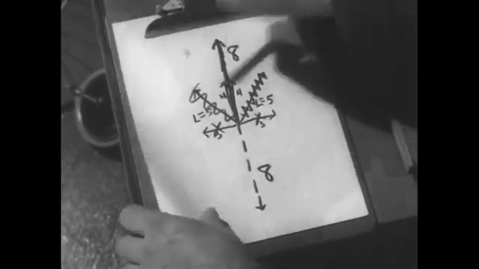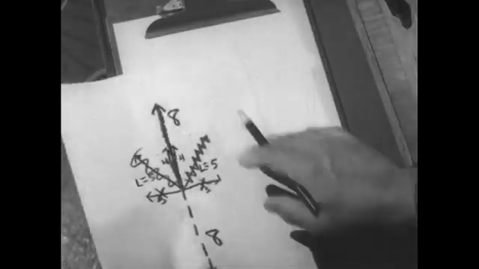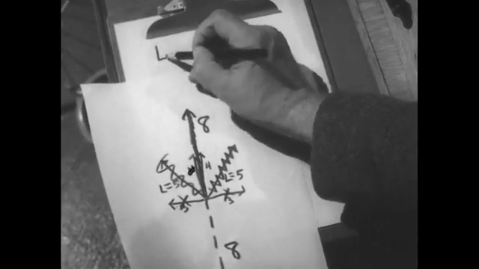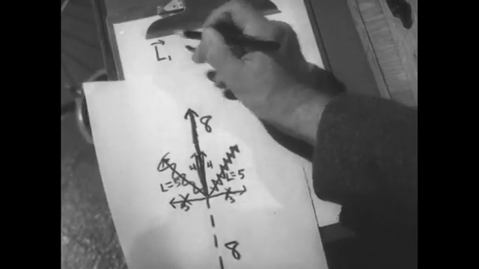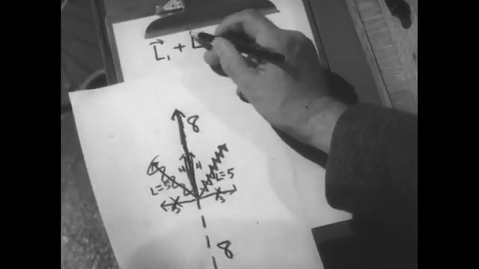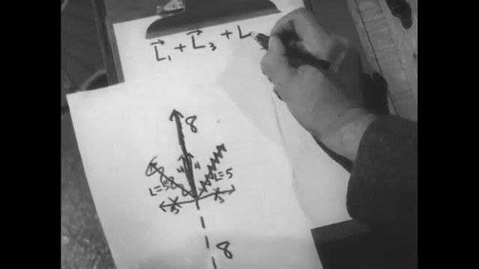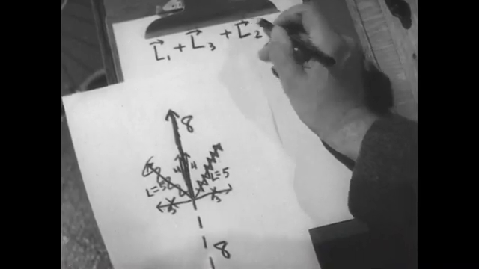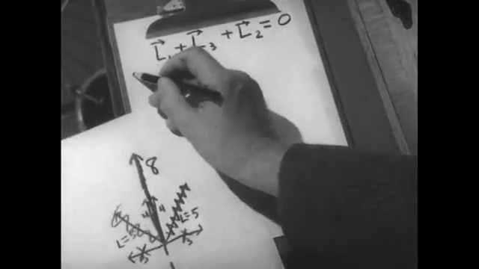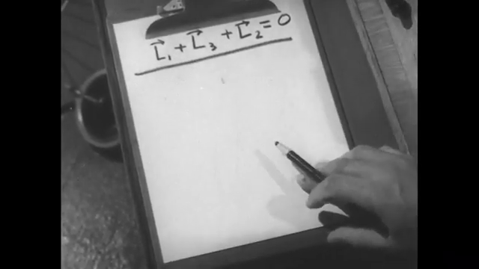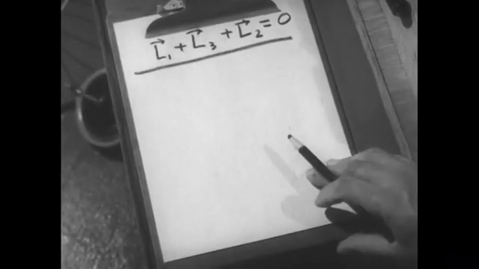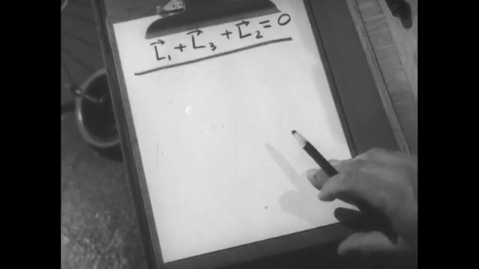The angular momentum behaves like a vector. We'll treat it as a vector. So now we can write in vector form L1 plus L3 plus L2 equals 0. Now that we have an angular momentum vector, let's pause for a moment and see how the angular momentum vector is changed.